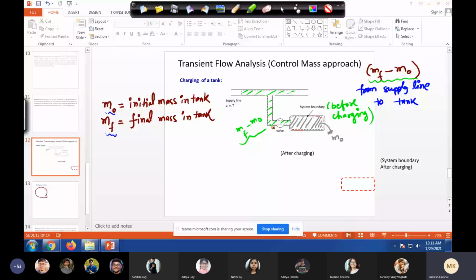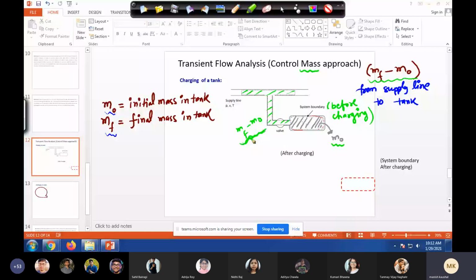So how much control mass am I enveloping? In control mass, the mass doesn't change, that remains the same. The control volume boundary can change. MF, very good. That's why I'm writing that M naught is inside the tank and MF minus M naught is outside the tank in the pipeline. The pipeline is filled with the gas. I'm only taking that part of the pipe so that I can get MF minus M naught.